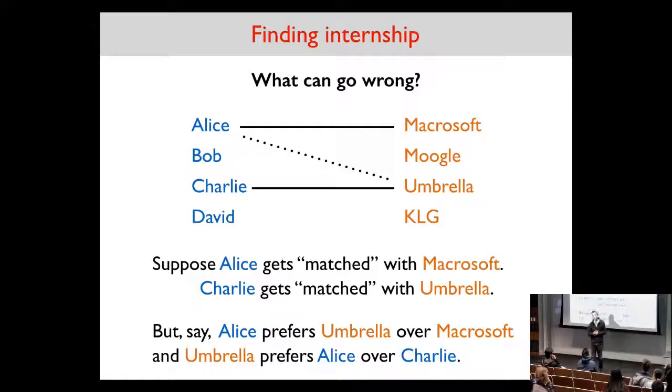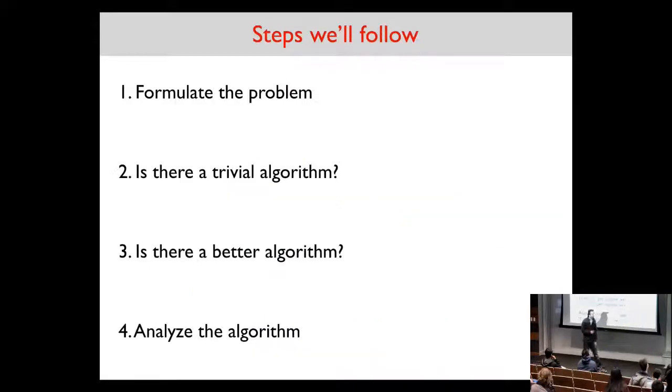Right, so I'm going to define the problem more precisely, but yeah, there are variations where it can be one-to-one or not one-to-one. Okay, so what are we going to do? The steps we're going to follow right now are the following 4 steps. First thing we have to do is formulate the problem precisely so that we can study it precisely. Then we're going to ask, is there a trivial algorithm for this problem? And then as a good algorithm designer, we're always going to ask, can we do better? Is there a better algorithm?